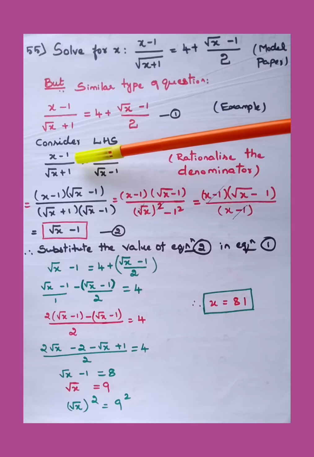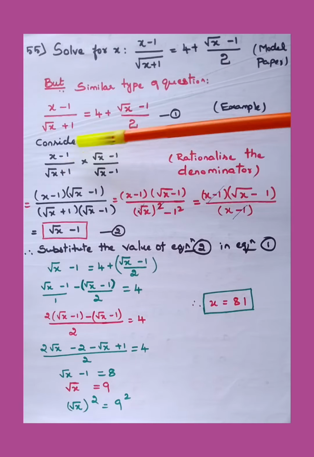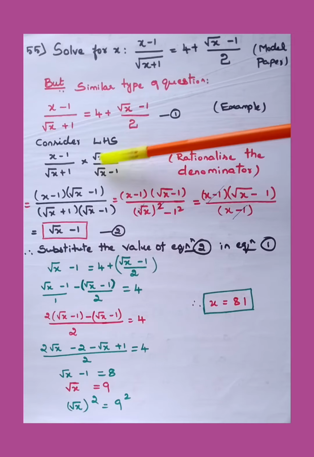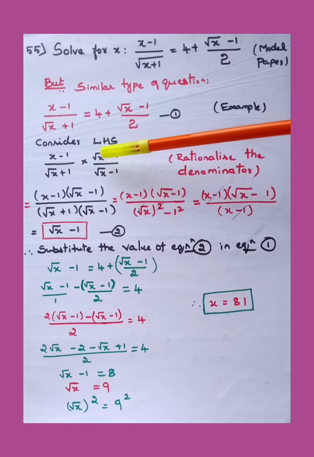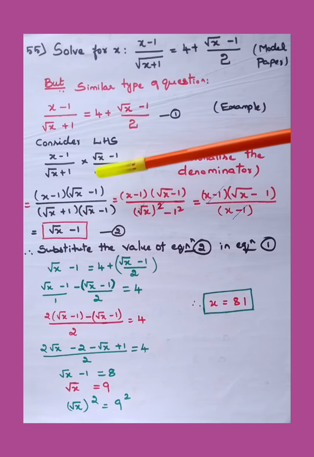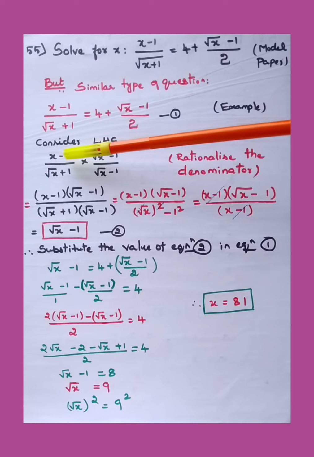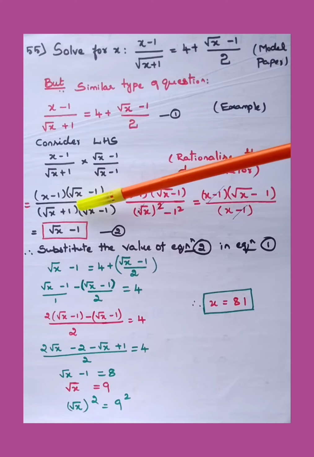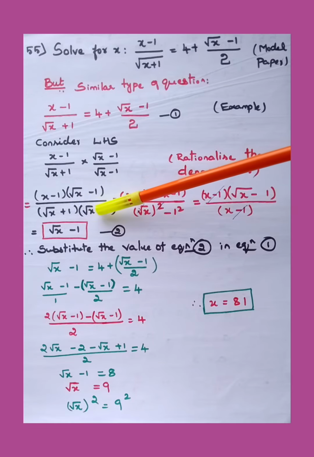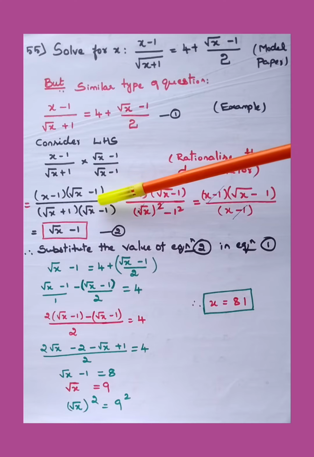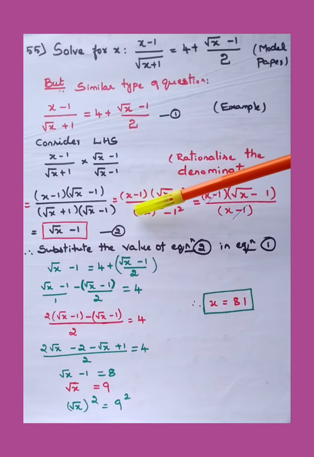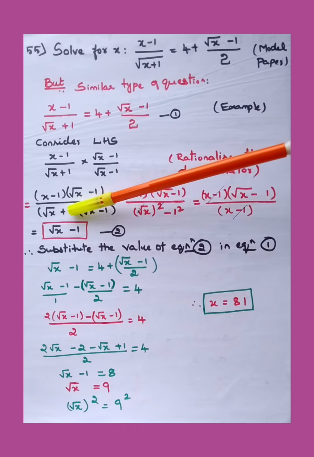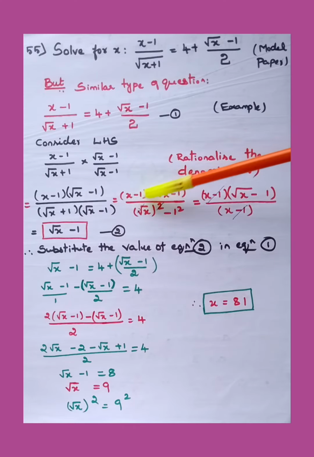On doing that rationalization, (x minus 1)/(root x plus 1) into (root x minus 1)/(root x minus 1). This is how we multiply and divide by this root x minus 1. And hence, you can write this multiplication as (x minus 1) into (root x minus 1) divided by (root x plus 1) into (root x minus 1), the denominator. So this is in the form of (a plus b) into (a minus b). So we can write the denominator as a square minus b square. So a is nothing but root x. A square, root x whole square, minus b square, b is 1, so 1 square. Numerator will be the same.